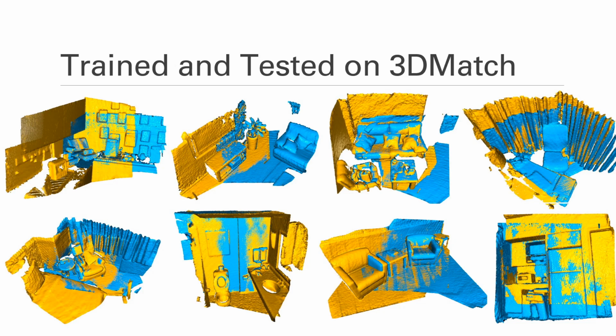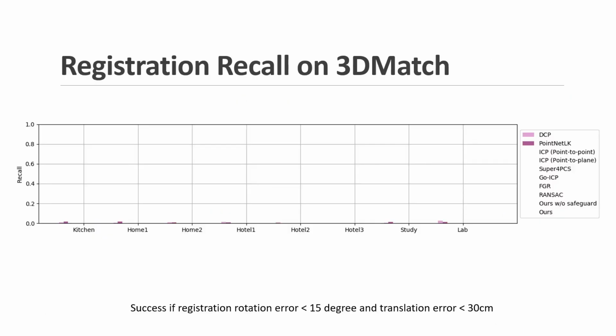We train and test our method on the 3DMatch benchmark. The 3DMatch benchmark is a collection of 3D scans of indoor scenes for 3D reconstruction and has been widely used for feature matching and registration, and it contains a lot of challenging scenes with low overlap. We use the registration recall as our main metric, which measures the number of successful registrations.